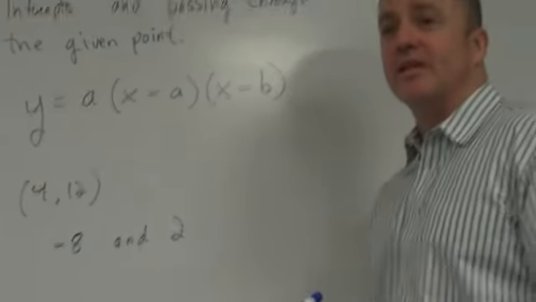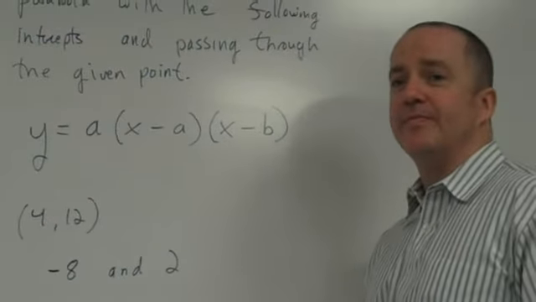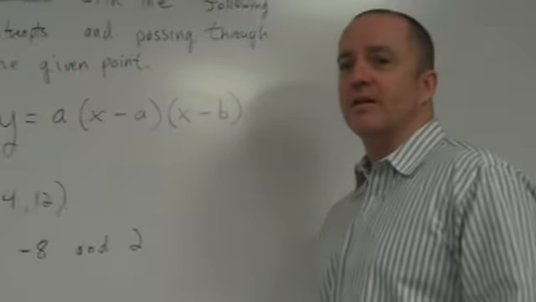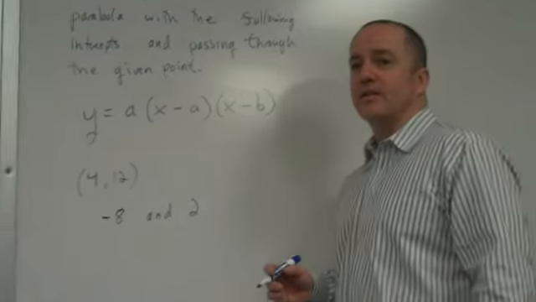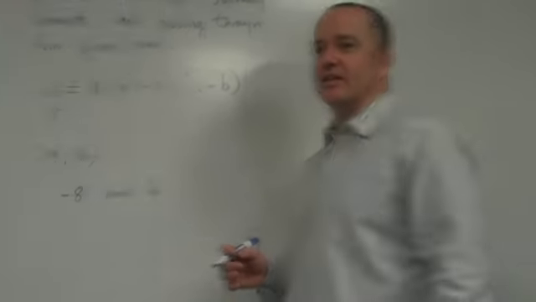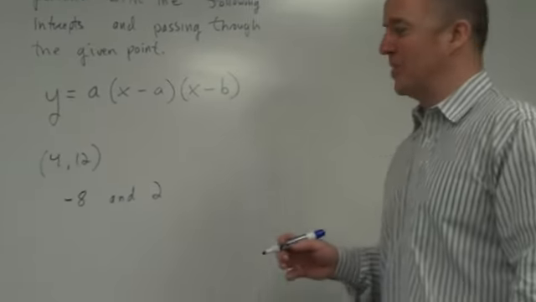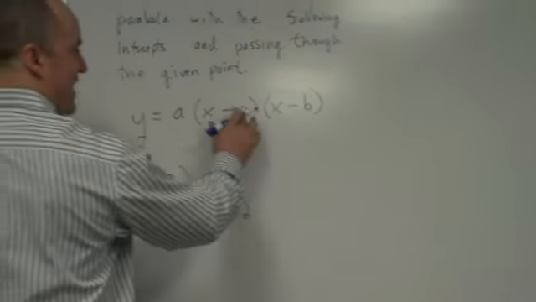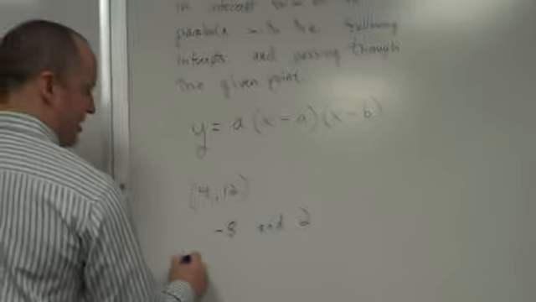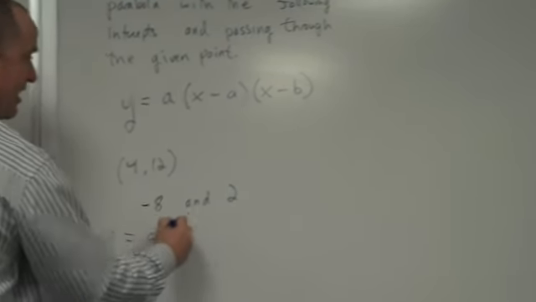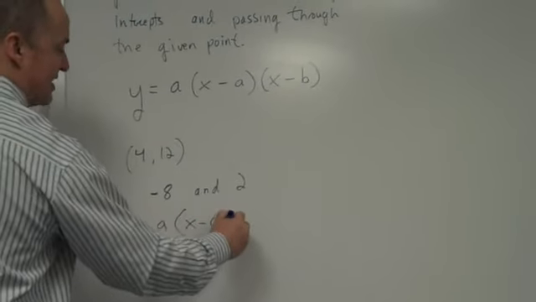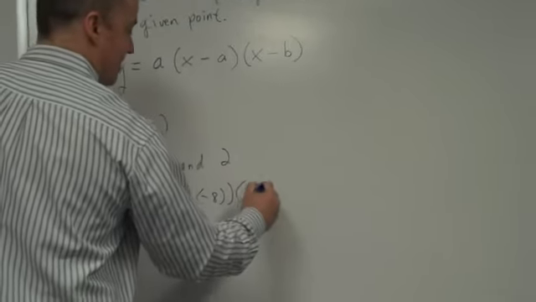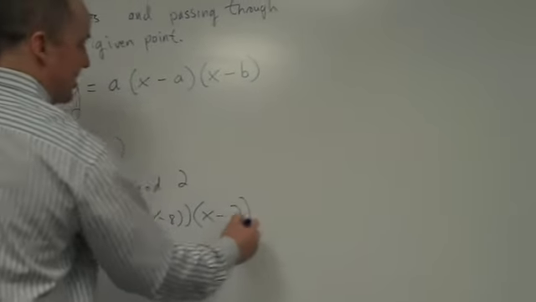Nimi? Wait, I thought to find the intercept would be y1 multiplied by 2 over. That's fine. You're going back to lines. It doesn't have anything to do with parabolas, unfortunately. Okay, if you're given the intercepts, that's your A and that's your B. So now it's y equals A times x minus -8 times x minus 2.